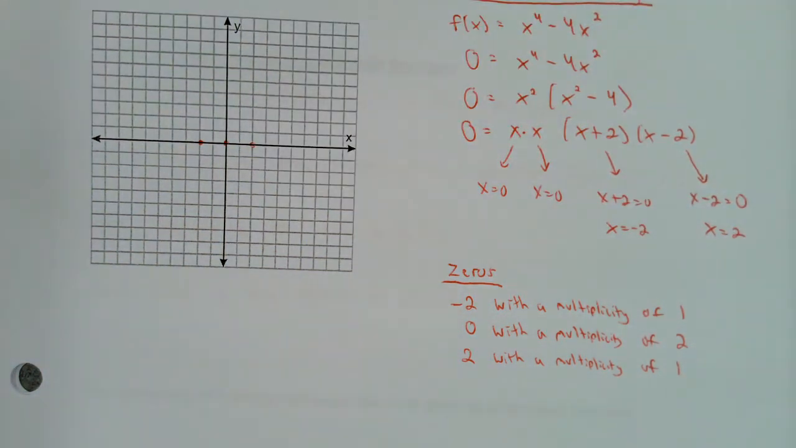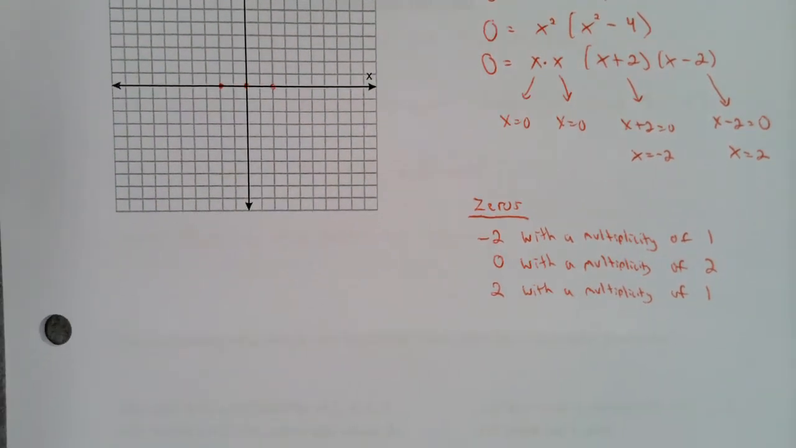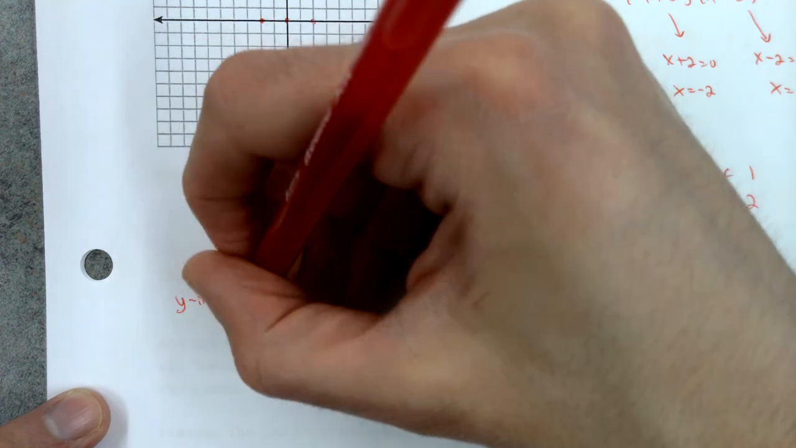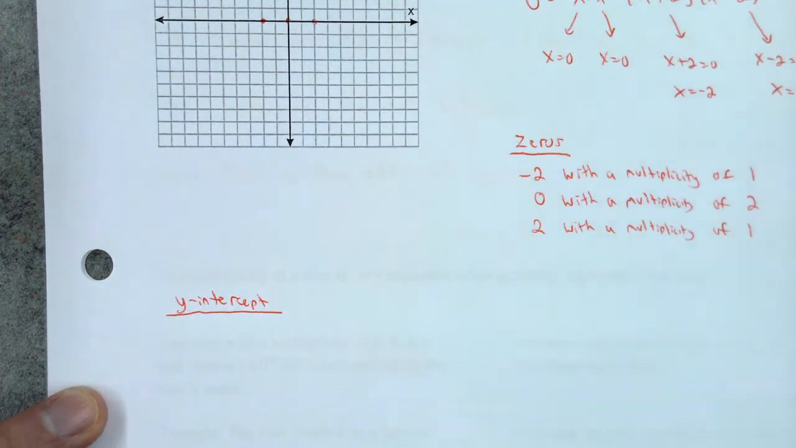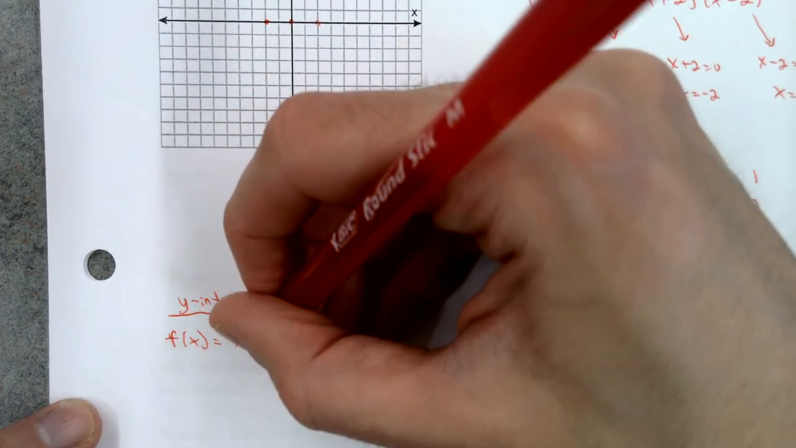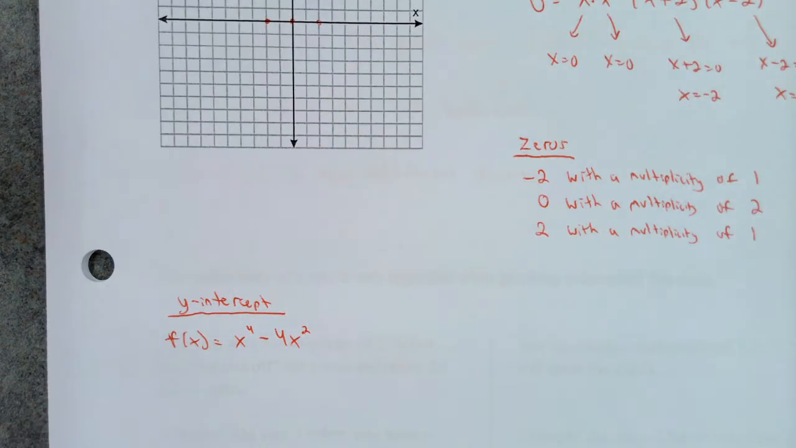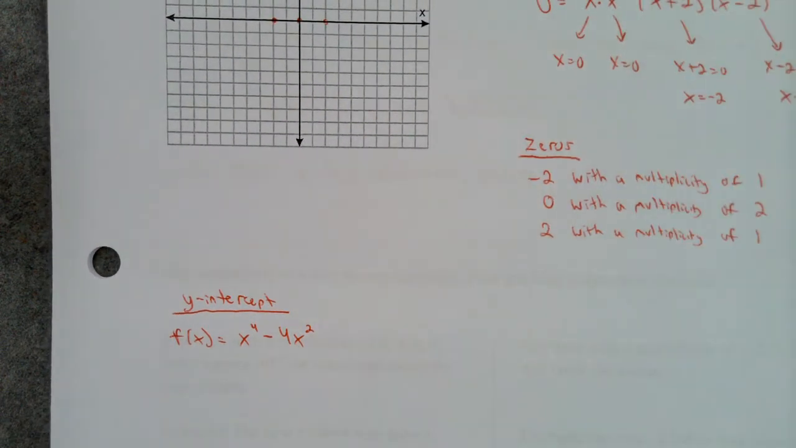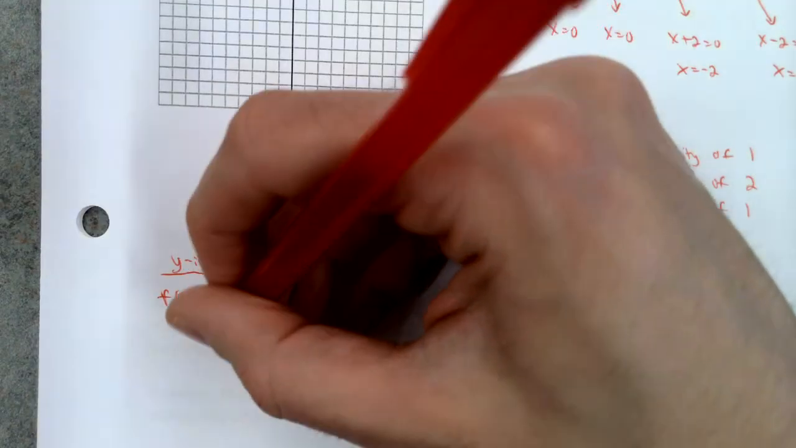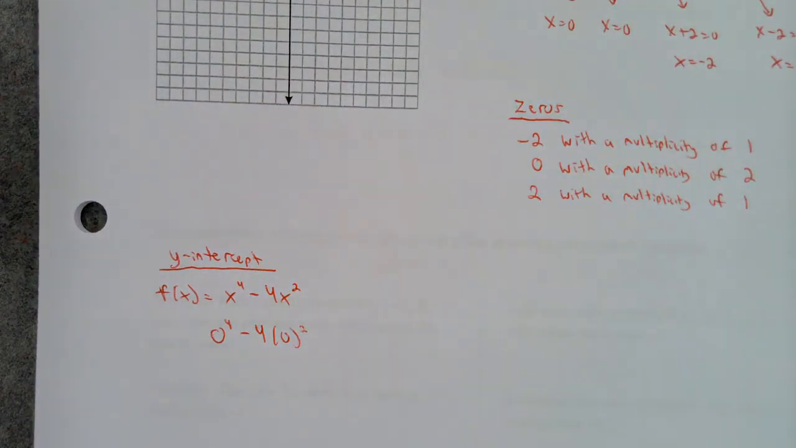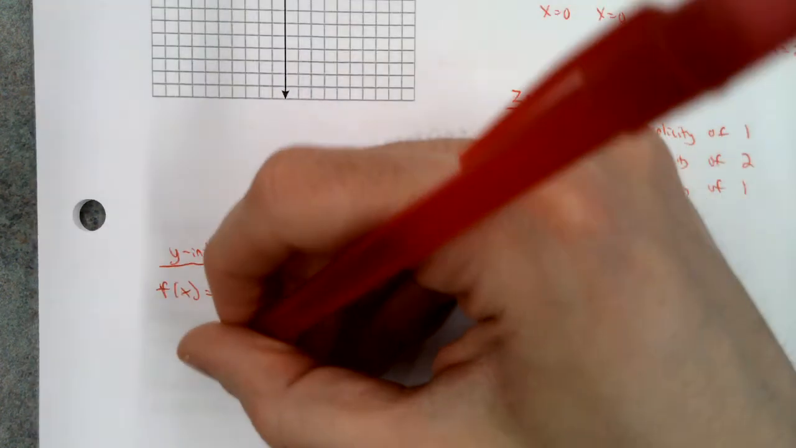Following the steps from the first page, the next step is going to be to determine the y-intercept. You might know the answer already. Okay, substitute 0 in for x. We have 0 to the fourth power minus 4 times 0 to the second power. So that's 0 minus 0, which is 0.